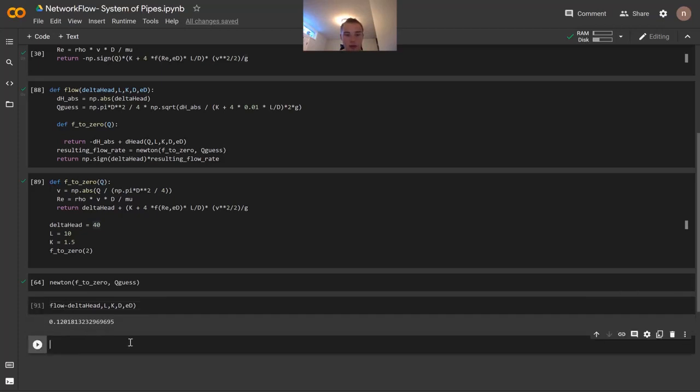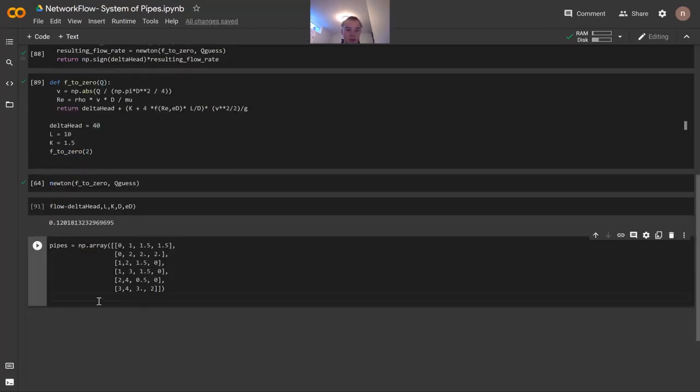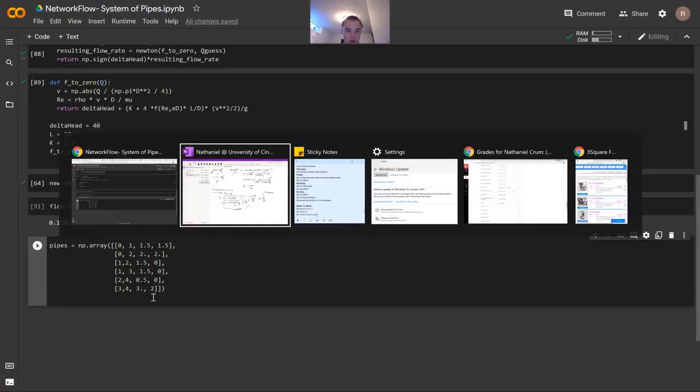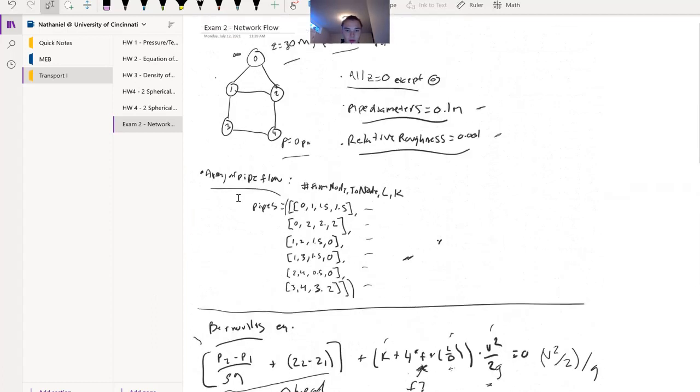Next, we're going to put in our array of the pipe system, and then we'll be able to calculate our flows through each node and get the values that we need. To save time, I basically typed this in while the video was paused. We already had it written out from the exam 2 prompt. You can see it was already written out right here, and we also wrote it out in our notes over here just to refresh our memory.